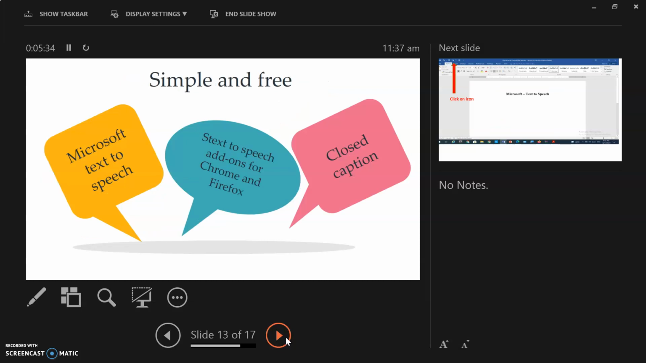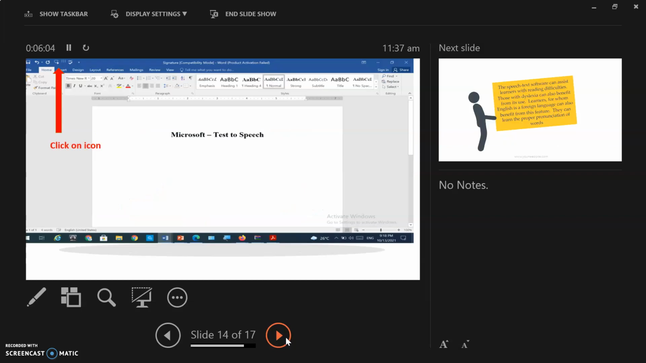So today we are going to look at some simple and free devices of inclusion. Okay, so we would first look at the Microsoft speech-to-text, text-to-speech, add-ons for Chrome and Firefox, and closed caption features.